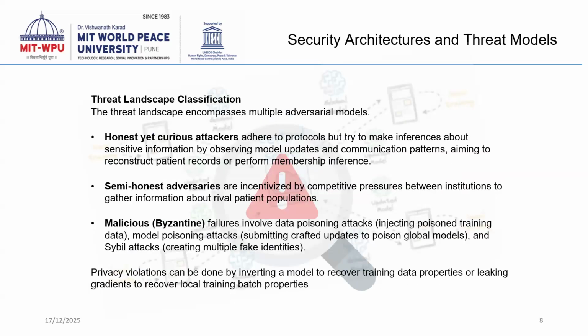So, security architectures and threat models. The threat landscape in federated learning includes multiple adversarial models. The first one is honest but curious participants, who follow protocols but attempt to infer sensitive information from observed updates. Semi-honest adversaries may be motivated by institutional competition, while the last one, malicious Byzantine attackers, actively manipulate the data or models. They carry out data poisoning attacks or model poisoning attacks.